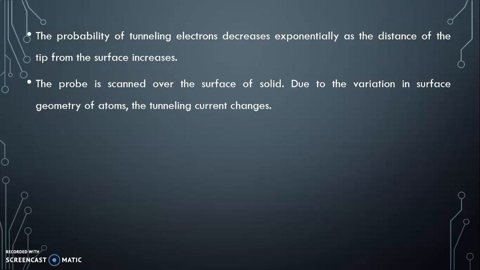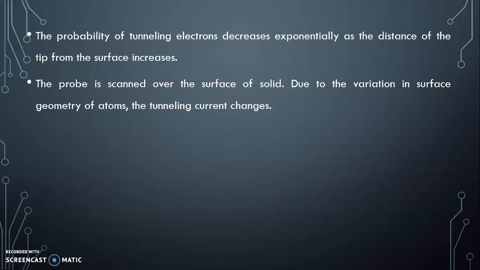The probe is scanned over the surface of the solid. The probe is scanned horizontally. Due to the variation in surface, the geometry of the atom and the tunneling current change. So when it is moving, the geometry of the atom and the tunneling current change, depending on the shape of the atom.